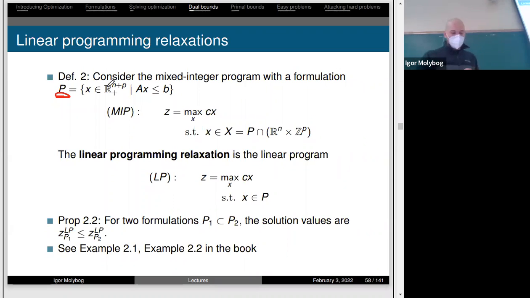So the linear programming relaxation, exactly. We are dealing with a mixed integer program with a formulation P. You remember that a formulation is a polytope, right? So it's just given to us through a system of linear inequalities. The problem itself can be written as a maximization of a linear function over x's, such that x belongs to a domain capital X, which is an intersection between P and some semi-integer set, right? This is by the definition of a formulation. The linear programming relaxation is the linear program where we basically drop this intersection. We just say that we optimize over capital X that is equal to P without any intersection with a semi-integer set.